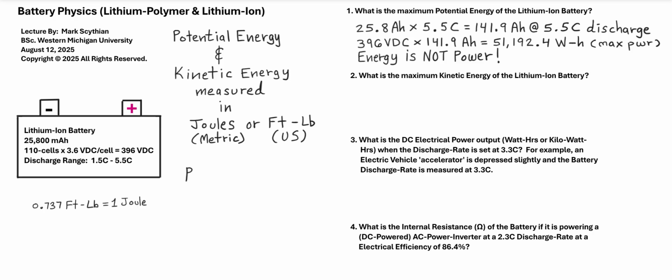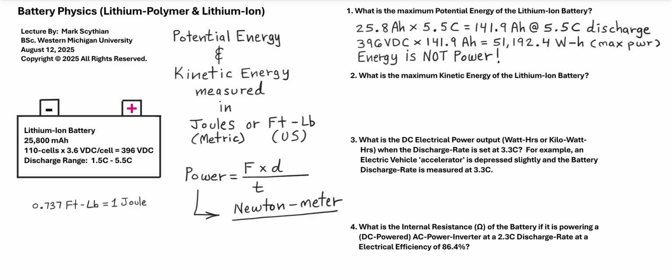Now, when we are dealing with power, power is force times distance divided by time. So in the metric system, that would be force newtons times meters, or meter distance divided into time, or Newton meters per second. So that would be a power value because it's over the function of time. However, energy is not over the function of time. Energy or work is just the force times the distance, or in this case, joules or foot-pounds. So that's the potential and kinetic energy values.